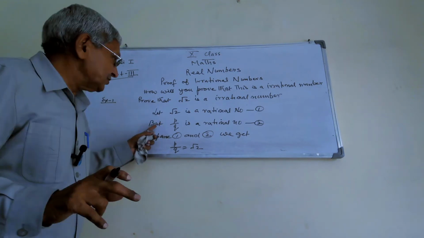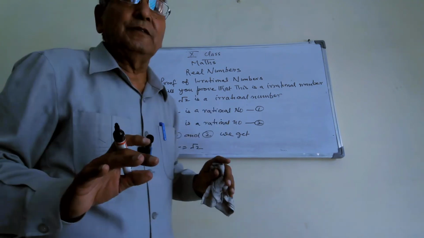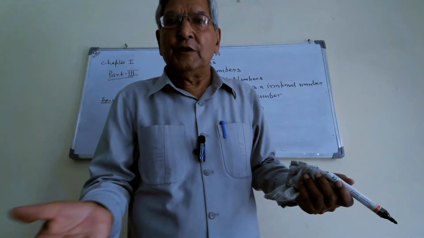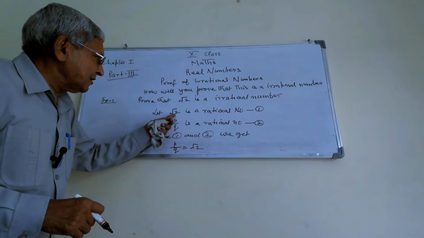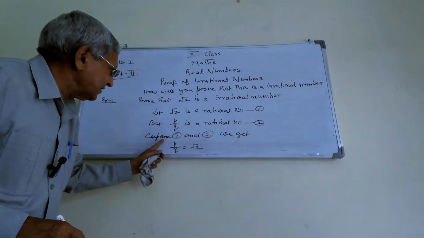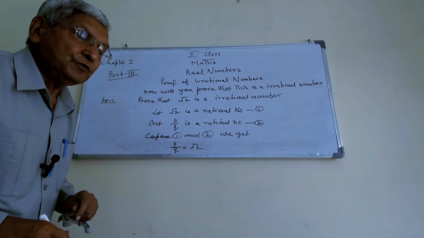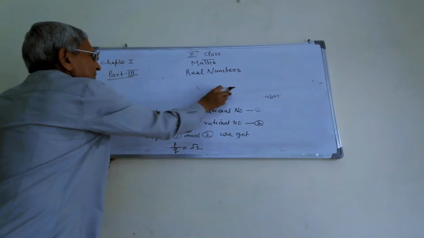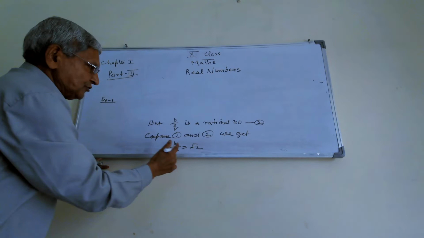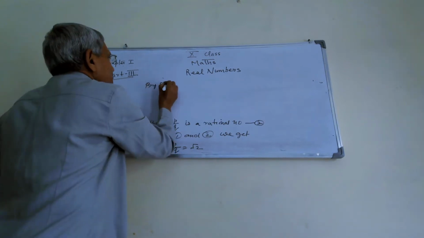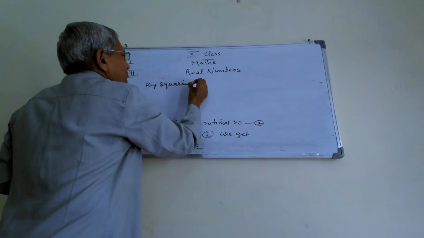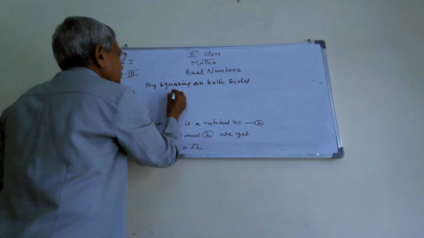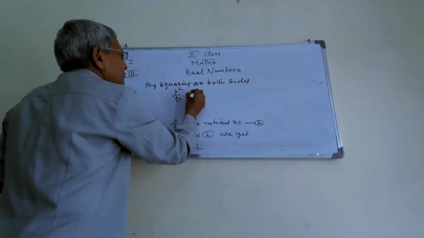According to definition, P upon Q is also a rational number, because a rational number can be expressed in the form of P upon Q. So root 2 is rational, and P upon Q is also rational. By comparing first and second, we get P upon Q is equal to root 2. Next, by squaring on both sides, P square upon Q square is equal to 2.